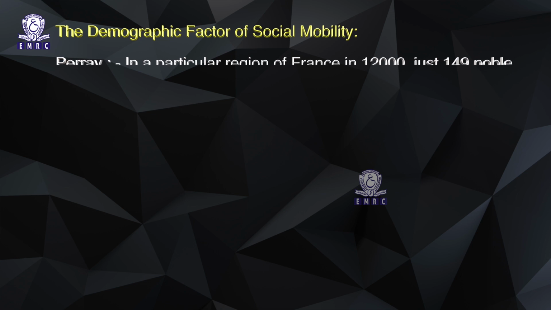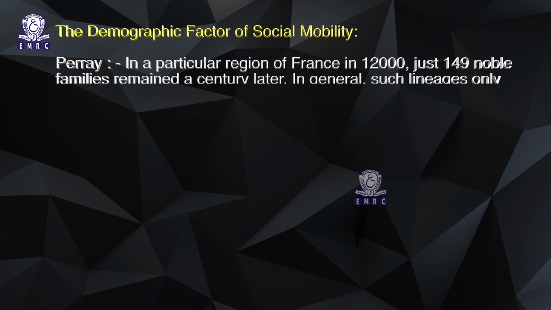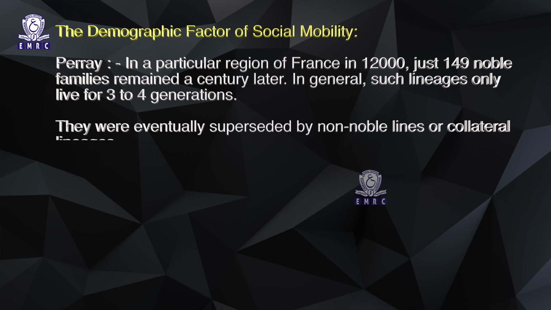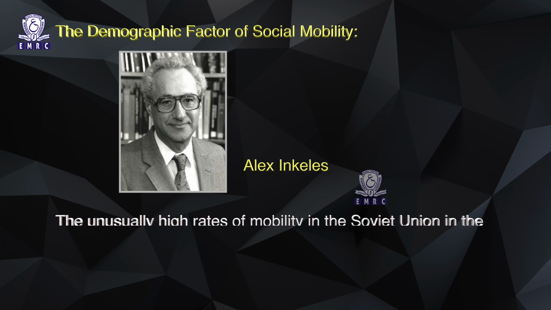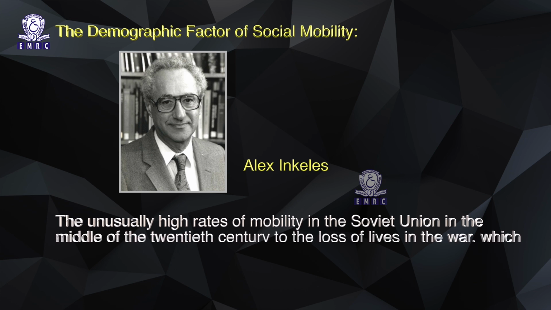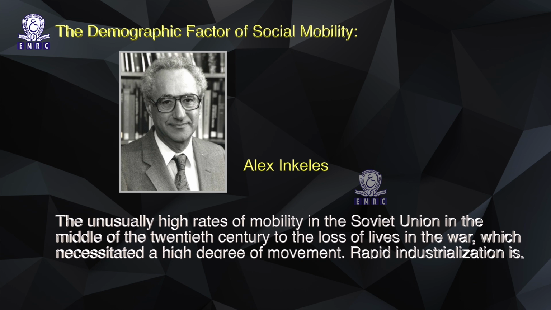Perret, for example, discovered that in a particular region of France in 1200, just 149 noble families remained a century later. In general, he discovered that such lineages only live for 3 to 4 generations. They were eventually superseded by non-noble lines or collateral lineages. Similarly, Alex Inkeles attributed the unusually higher rates of mobility in the Soviet Union in the middle of the 20th century to the loss of lives in the war, which necessitated a high degree of movement.